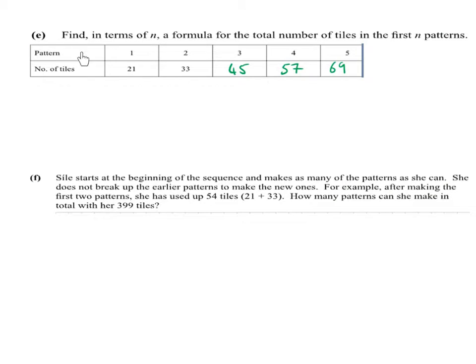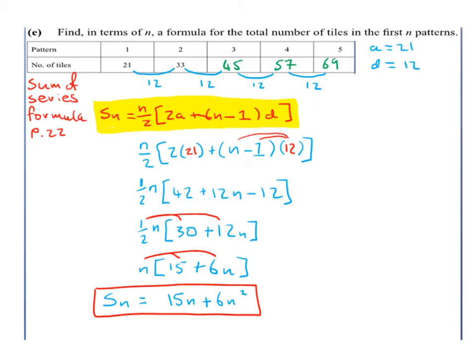Question E. Find in terms of n a formula for the total number of tiles in the first n patterns. So when we hear total number of tiles, we want to think add. So if we were to add them up and get a total amount, when we're thinking about adding patterns or sequences, we want to think of the sum of series formula.